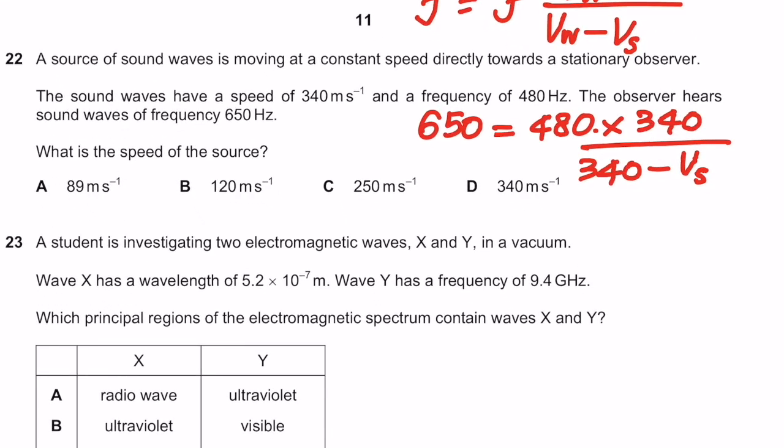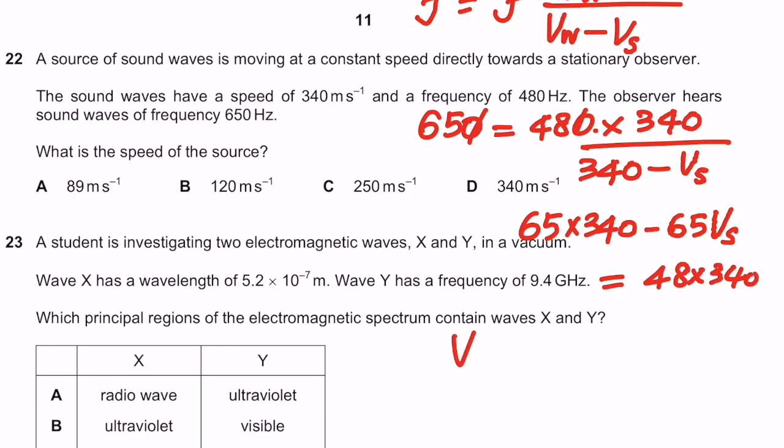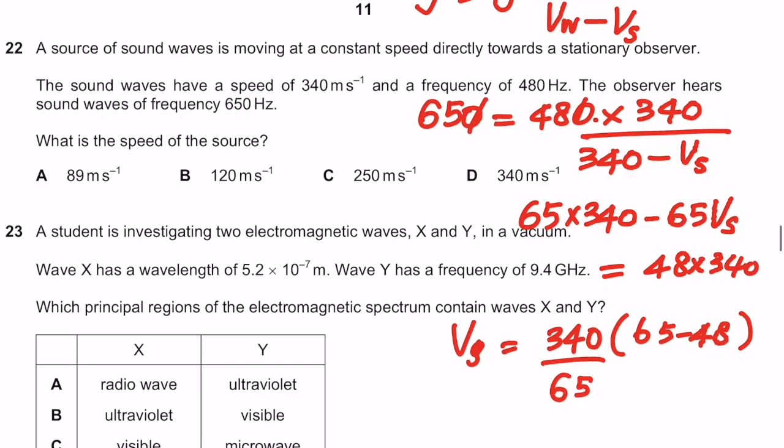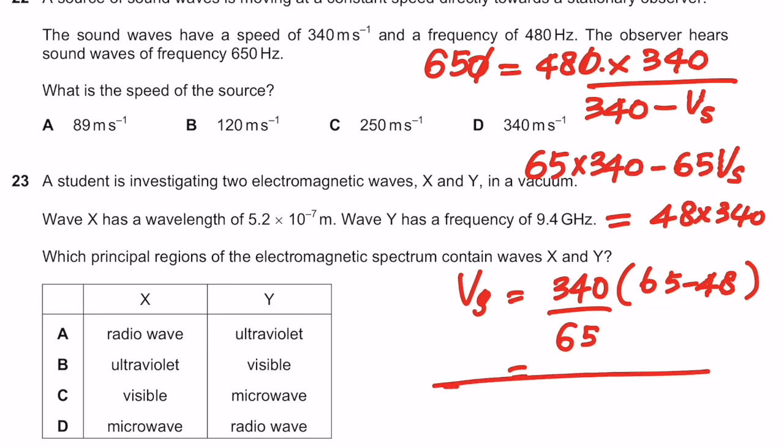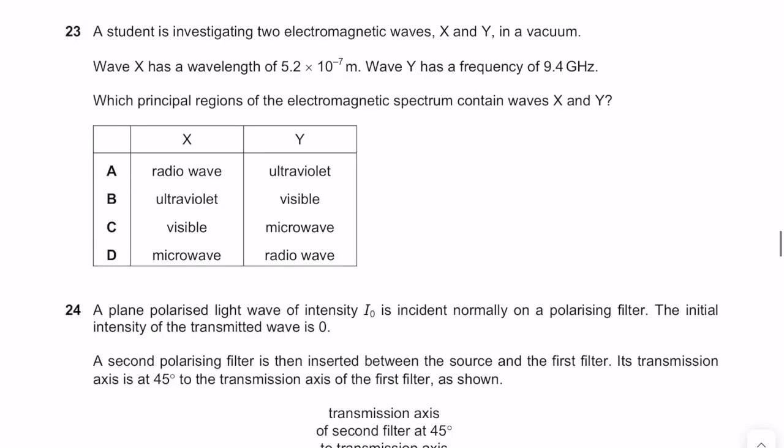We can remove this 0. So 65 times 340 minus 65 speed of source is 48 times 340. So speed of the source is 340 times (65 minus 48) divided by 65. If you check this calculation, you can use the calculator, of course. Speed will come to 89 meters per second. Seems like a racing car or something very fast, right?